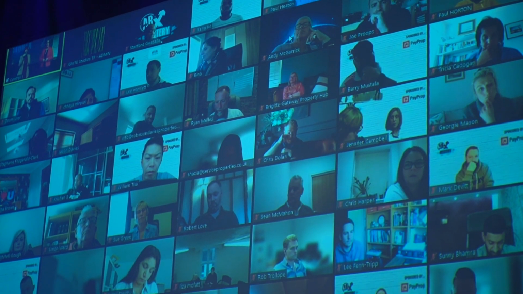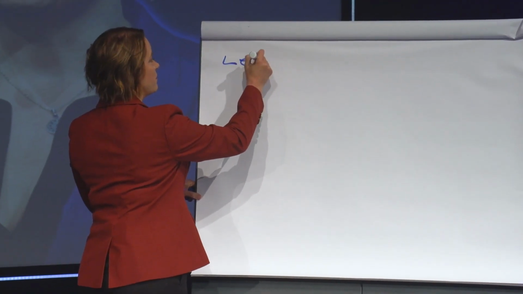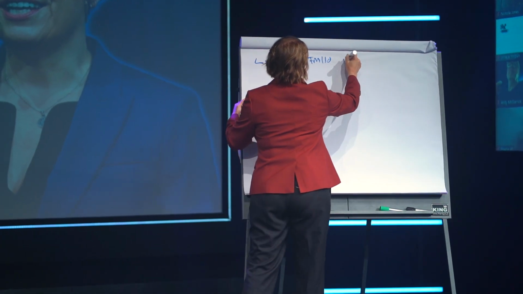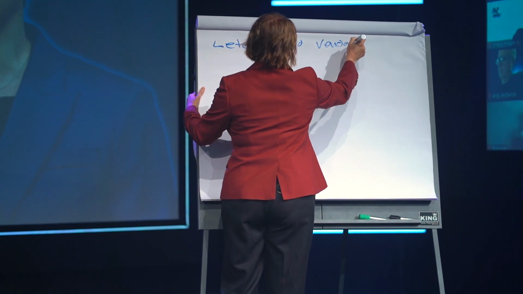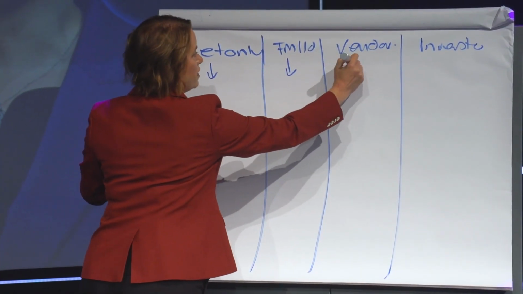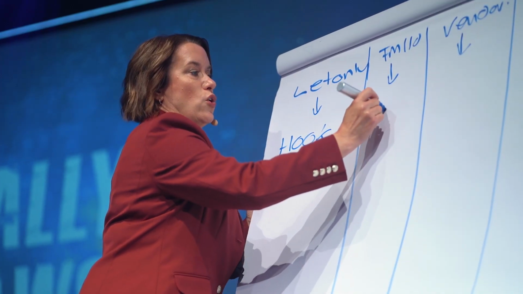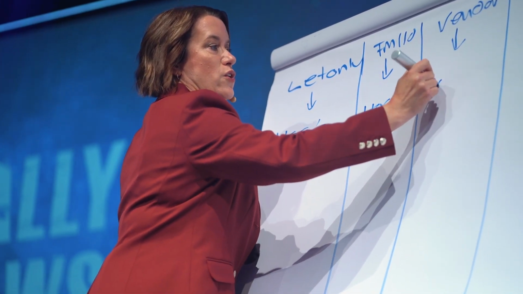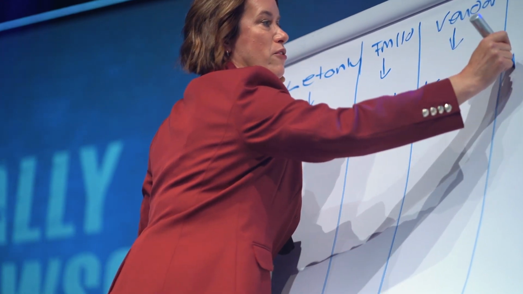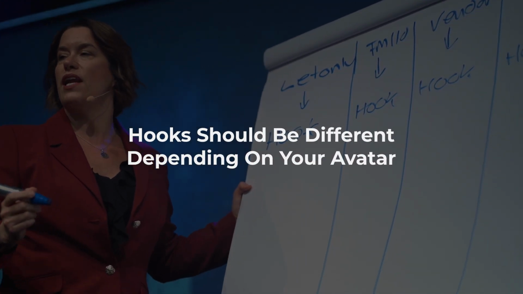You need to think about your different landlord avatar types. So you've got let only, fully managed landlord, vendor, and investors. You might want to write this out as you're doing it yourself. You create 4 different funnels for 4 different avatar types. You create a hook for each one of these. So you've got a hook, hook, hook, and hook. Remember, a hook for an investor landlord will be very different to a hook for a let-only landlord.